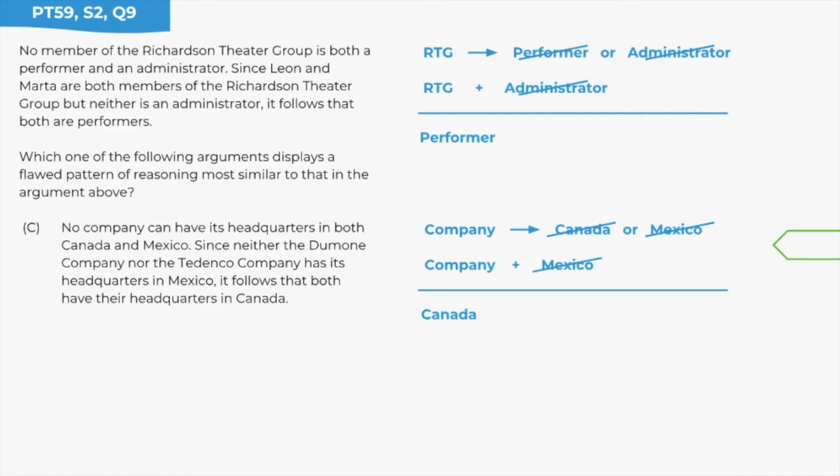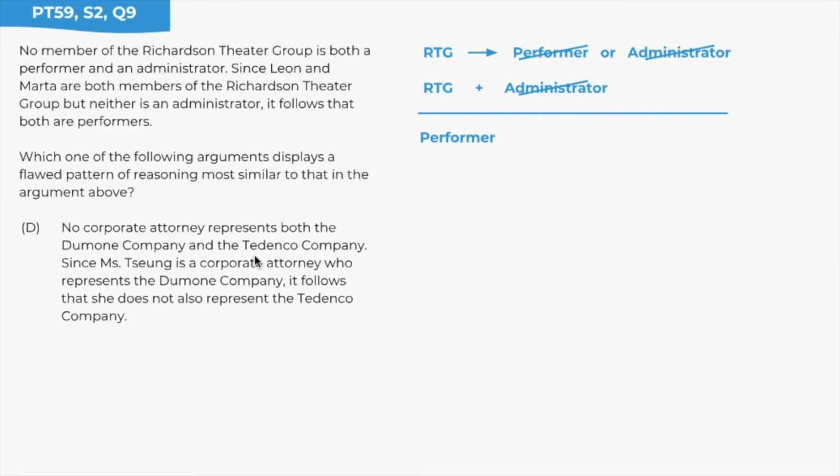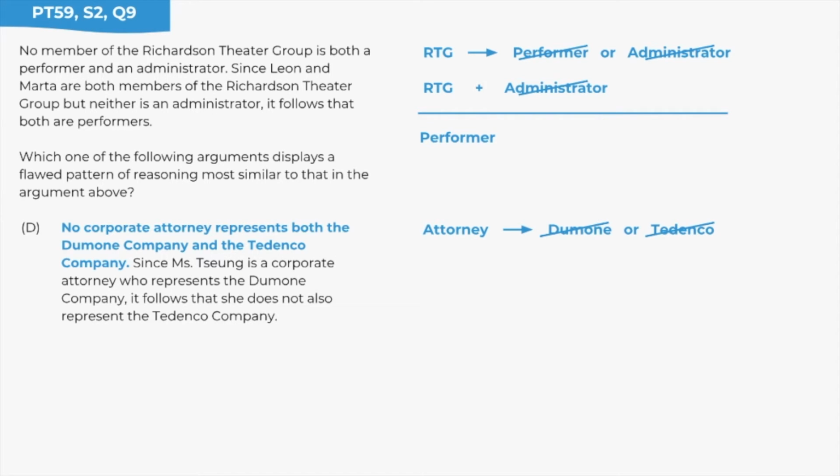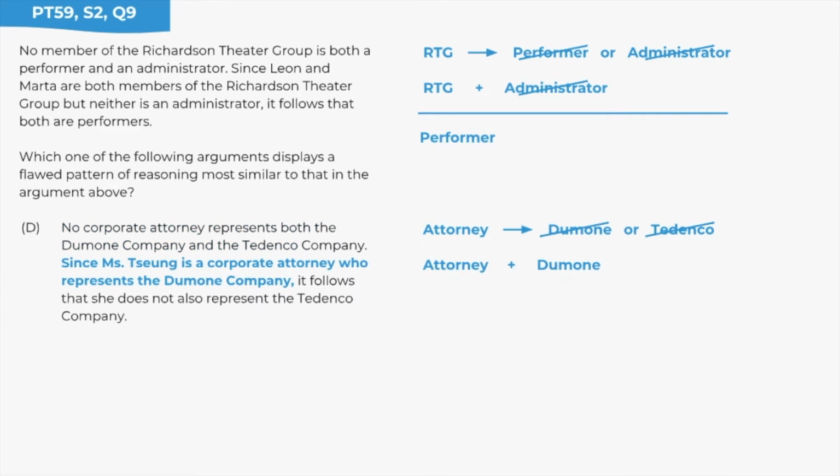Let's hold on to answer choice C, make sure that we don't get tempted with anything else as we look at D and E, and otherwise we can pick it with confidence. All right, so now let's look at answer choice D. It says that no corporate attorney represents both the Dumont company and the Tedesco company. So if you're a corporate attorney, then either you don't represent the Dumont company or you don't represent the Tedesco company. Now, the second statement tells us that Ms. Tsung is a corporate attorney who represents the Dumont company, right? So she's an attorney and she represents the Dumont company.